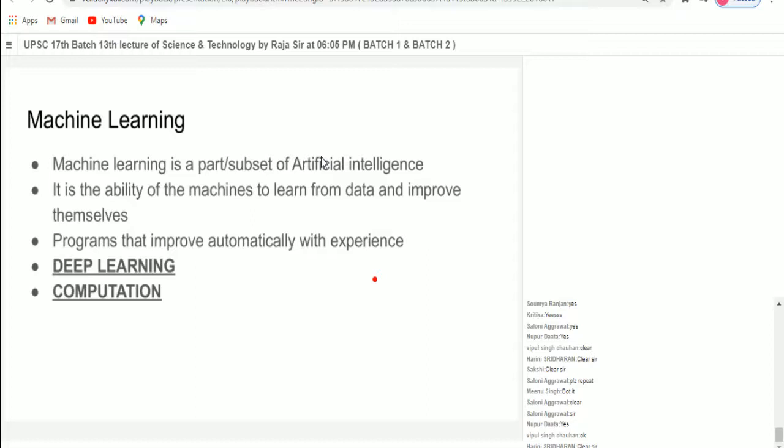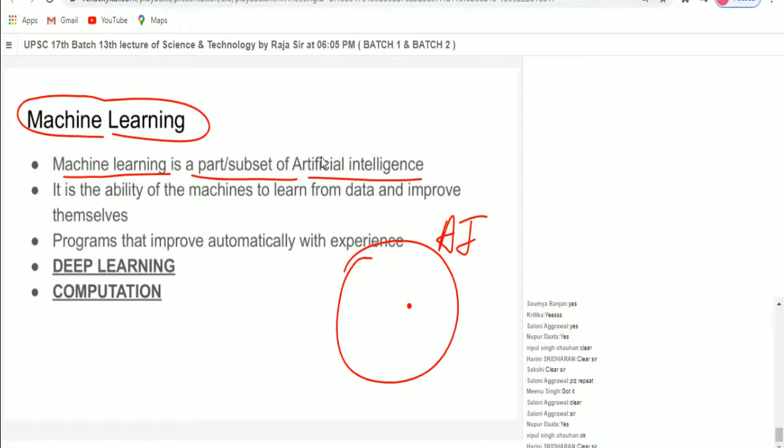Now we have this term machine learning. Machine learning and artificial intelligence are different things, but sometimes they are used interchangeably. See, machine learning is a subset, a part of artificial intelligence. Artificial intelligence is a broader term, and machine learning is a part of it. I hope you can understand this diagram. Artificial intelligence is a broader term, and machine learning is a part of artificial intelligence.